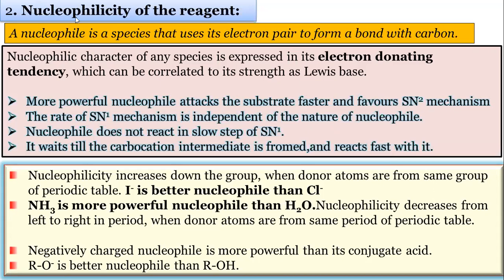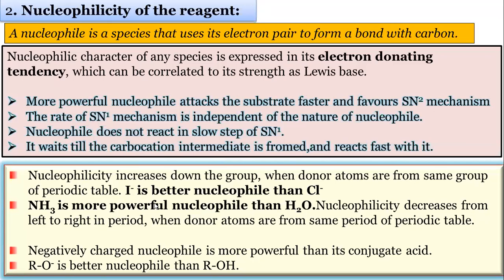Means, if the nucleophile is more powerful, it will attack fast in the SN2 mechanism. And the SN1 mechanism is independent of the nature of the nucleophile, because the nucleophile doesn't affect the SN1 mechanism. In the first step, the carbocation is formed, and in the second step, the nucleophile attacks. So the nucleophile does not react in the slow step of SN1. It waits till the carbocation is formed and then reacts. So if the nucleophile is better, I will explain some examples.